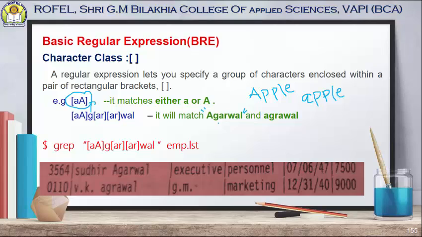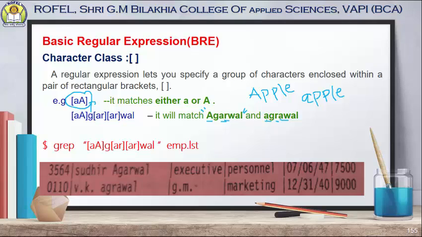So if you want to match both, you can make a regular expression with small a, capital A for the first character. For the second character, G is common, as you know very well, so it is compulsory. Without a square bracket you write this G. Then in one spelling the next is A and in the other the next is R, so the bracket will match A or R. In the same way, the next is R and then A, so A and R. So it will match both spellings.